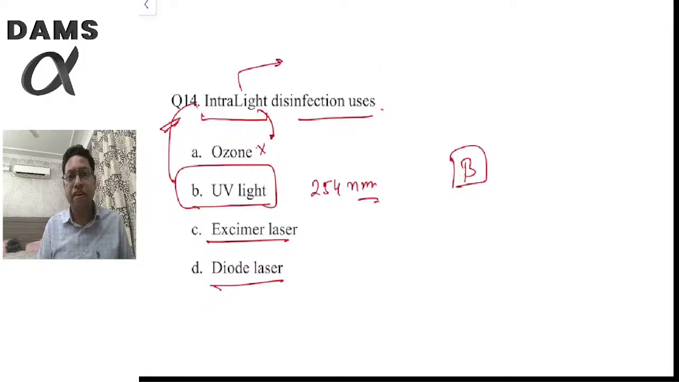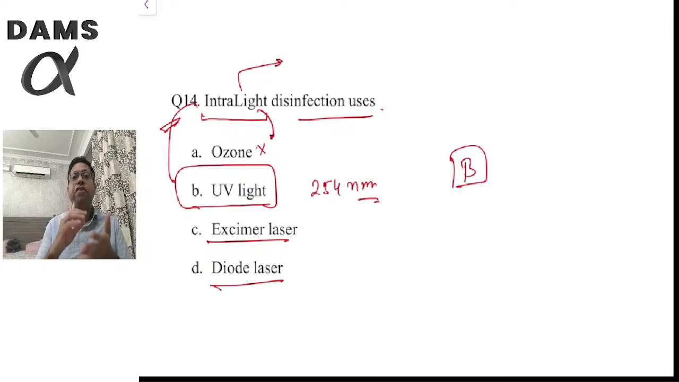Intralight is a disinfection device that uses ultraviolet light. You know that ultraviolet light is a potent disinfecting agent. You must have seen in the clinics there are ultraviolet chambers. At the time of COVID, there was a rampant use of ultraviolet bulbs and lights inside the operatory to disinfect the environment of the operatory, isn't it? So it is a potent microbicidal agent.